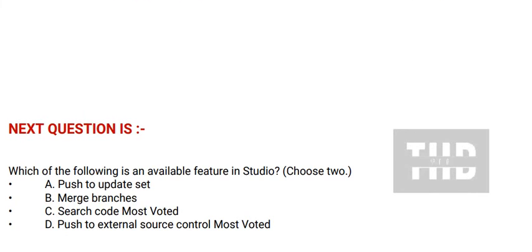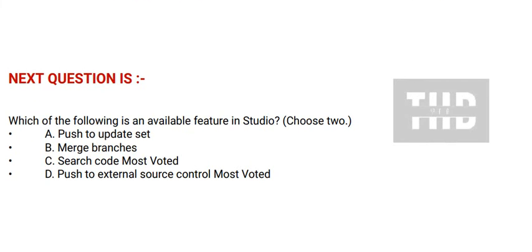Next question is, which of the following is an available feature in Studio? Choose two options. Option A, push to update set. Option B, merge branches. Option C, search code. And option D, push to external source control.